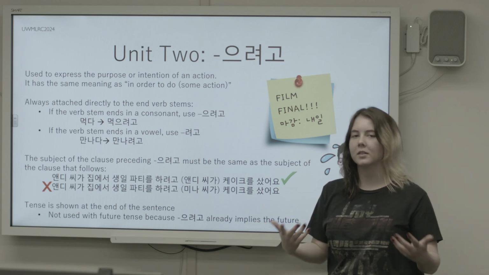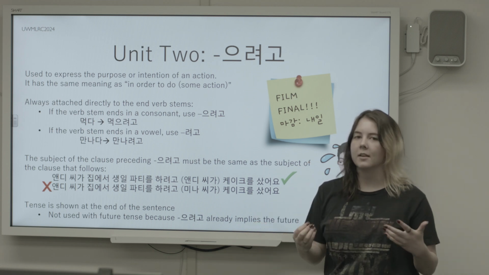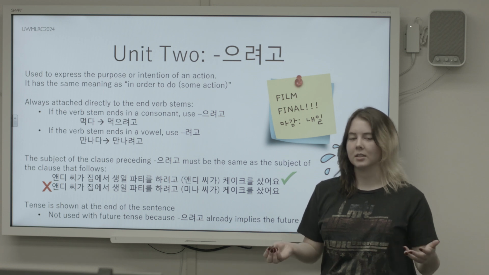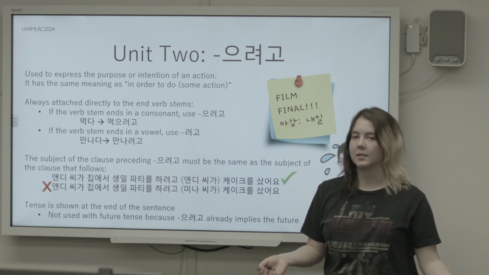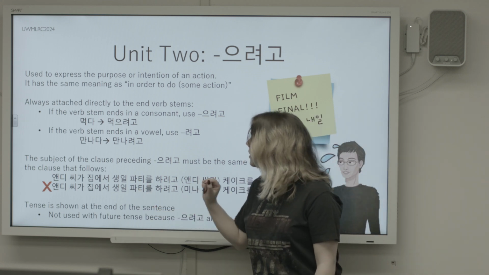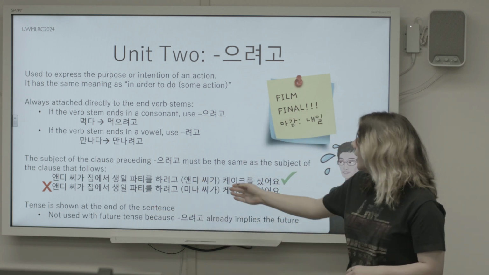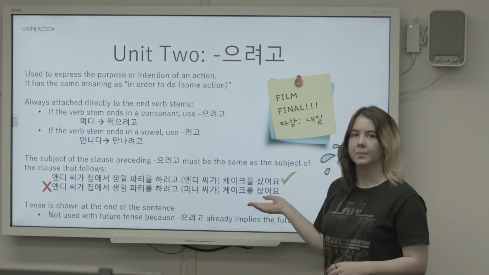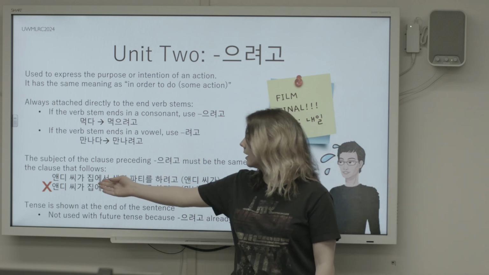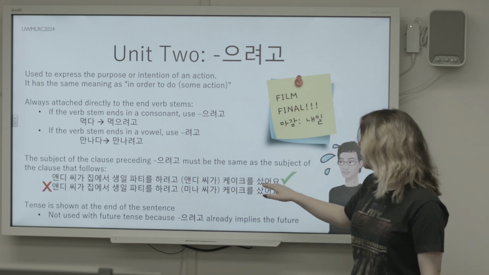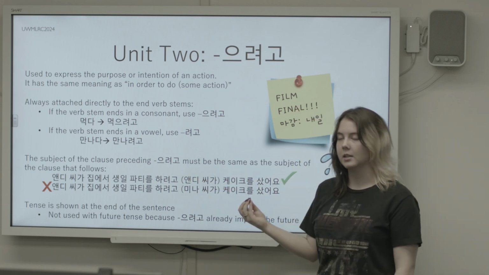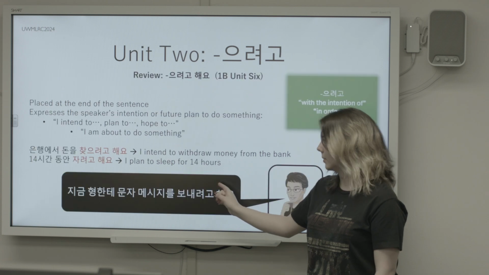The subject of the clause preceding 으려고 must be the same as the subject of the clause that follows. So what this is saying is that you have to have the same subject throughout the sentence. You cannot switch the subject halfway through because it won't make sense. And we have an example here. 안디 씨가 집에서 생일 파티를 하려고 안디 씨가 케이크를 샀어요. This makes sense. In order to have a birthday party at his house, Andy bought a cake. Same subject. The subject is Andy, and we know this because of the subject marker.